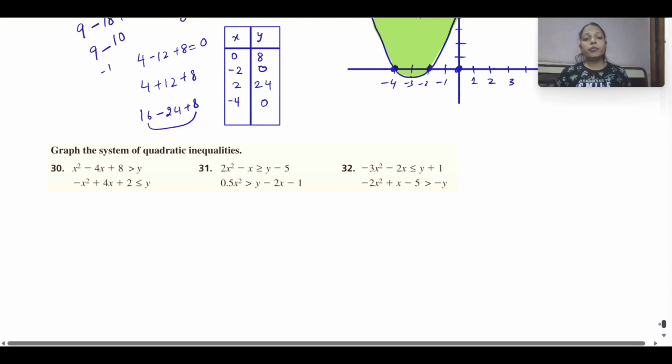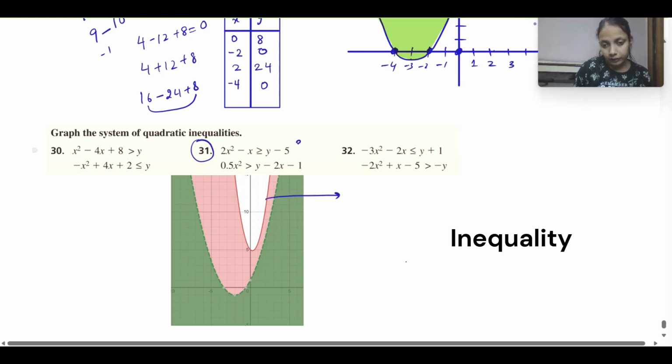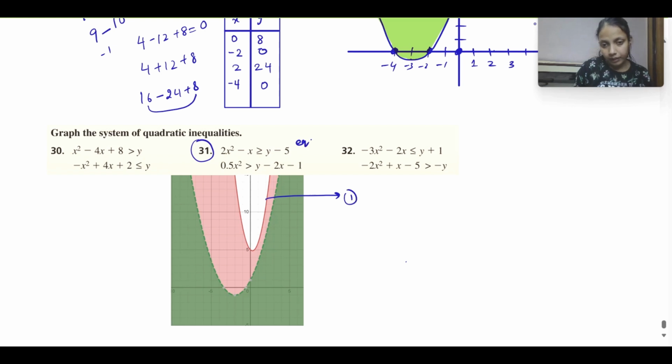graph the system of quadratic inequalities. We have two inequalities. In this question, I draw both inequalities. This is the graph for the first equation. This is the first one. And this is the second one.